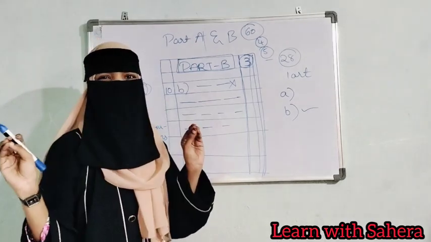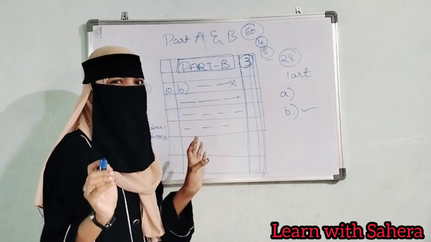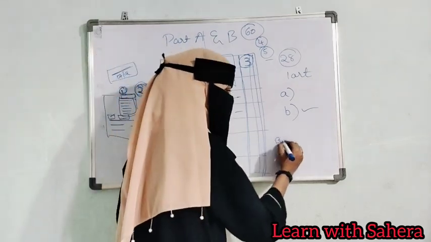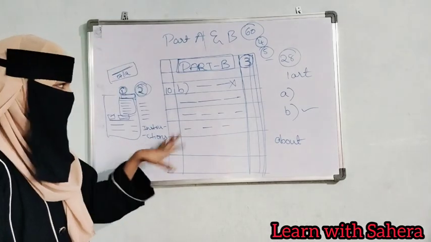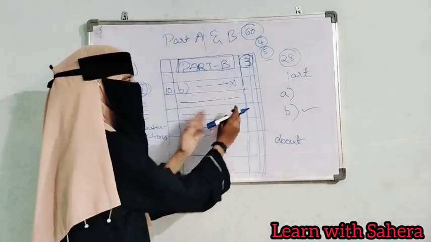Don't use cursive writing. First suggestion is don't use cursive writing. Write clearly, like A, B, O, U, T. About, like this you have to write, okay? So write clearly, give space and write.